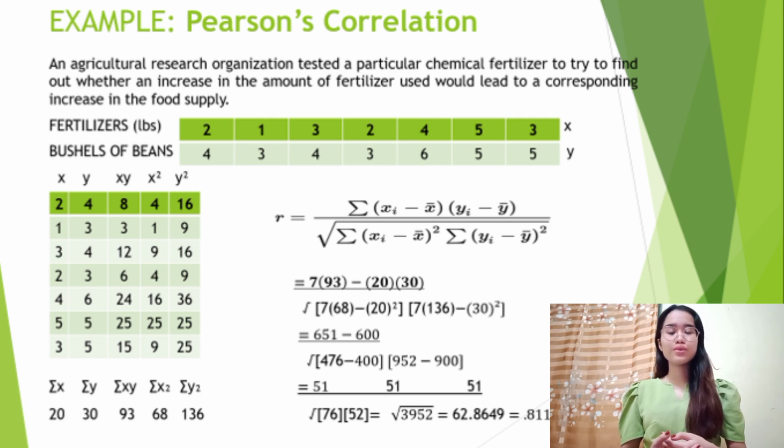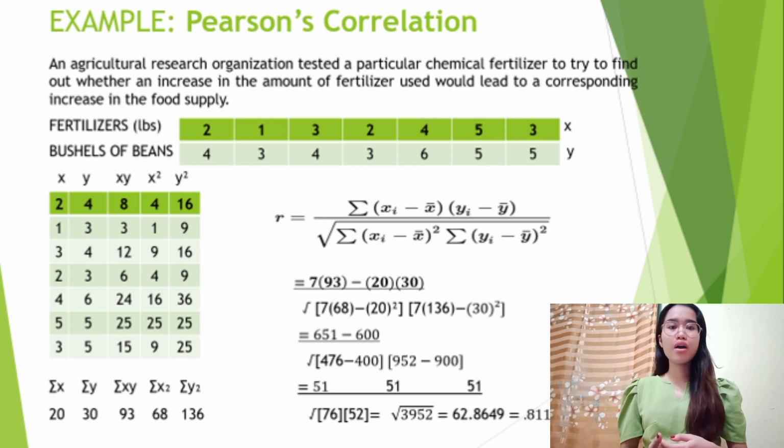Let's also now do x squared. Make sure you get the x variable. So 2 squared is 4, 1 squared is 1, 3 squared is 9, 2 squared is 4, 4 squared is 16, 5 squared is 25, 3 squared is 9, 4 squared is 16, 3 squared is 9, 4 squared is 16, 3 squared is 9, 6 squared is 36, 5 squared is 25, and 5 squared again is 25.